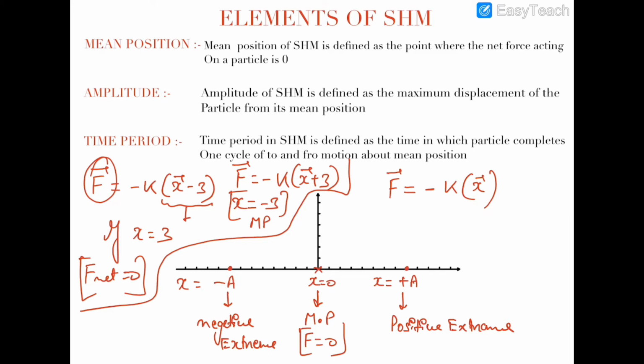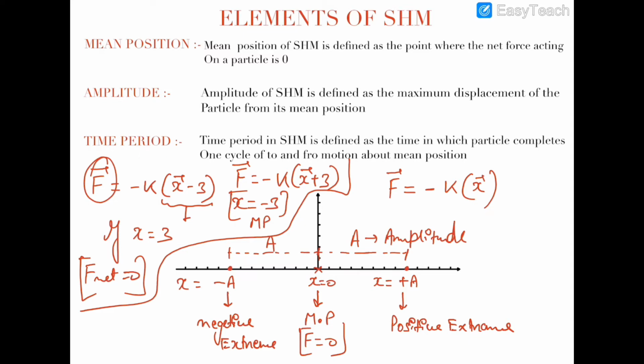So this -a and +a are the extreme points of the particle, and the distance of this particle from the mean position will be called the amplitude. This is amplitude a. So the distance in either direction from the mean position is the same. Therefore the particle travels a distance of a in the forward direction and a distance of a in the reverse direction in the backward motion of SHM. So amplitude is the maximum displacement of the particle from the mean position.